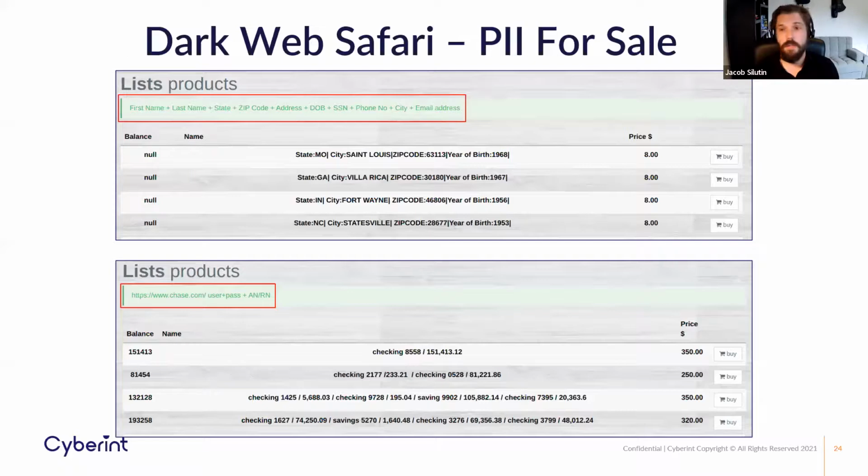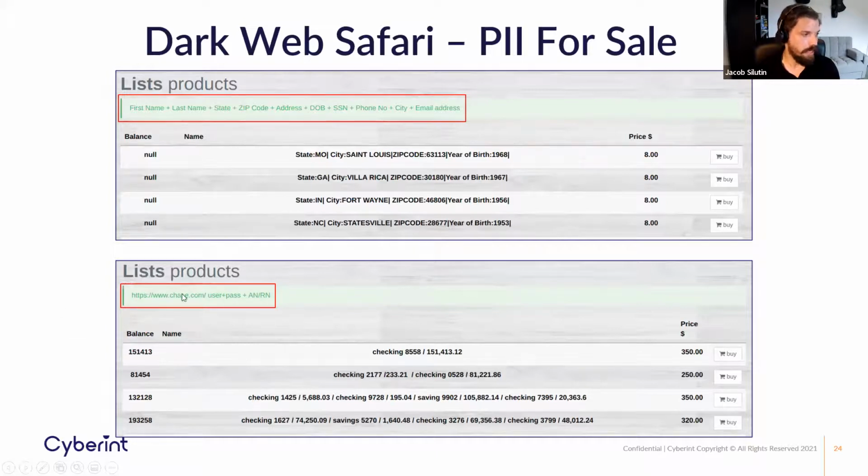Another example, personal information for sale. All this information that is being offered for sale here includes first name, last name, state, zip code, addresses, date of birth, social security number for the United States citizens, phone number, city, and email address. This is a full identity, and you can just scroll through here and buy it for $8.